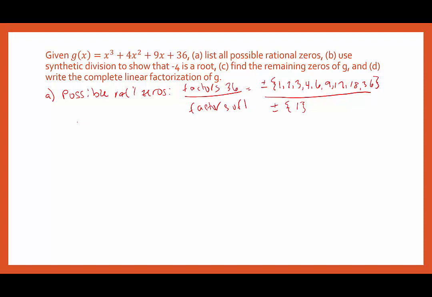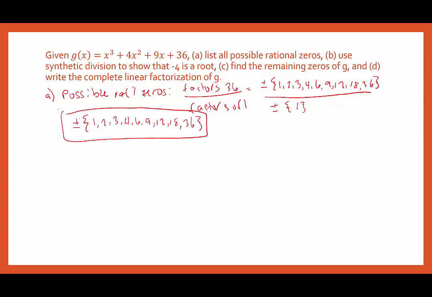So the list of possible rational zeros, we're going to put our positive or negative right here and just say 1, 2, 3, 4, 6, 9, 12, 18, and 36. And that's it. Well, not that's it, because that's a lot of factors, but those are the only possible rational factors. The complete list is right here. So that's nice because all of the possible rational zeros are also integers.